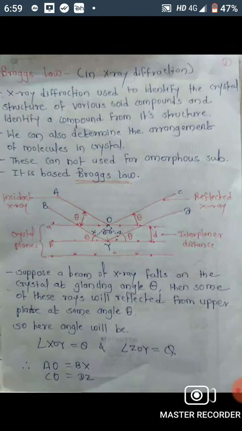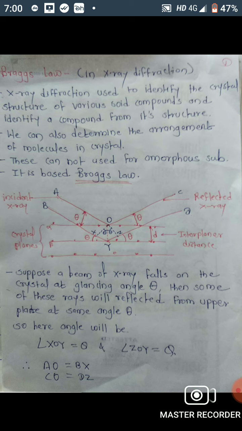Hello student, today we see Bragg's law, which is very important in XRD, that is X-ray diffraction. X-ray diffraction is used to identify the crystal structure of various solid compounds and identify a compound from its structure. We can also determine the arrangement of molecules in a crystal, and this cannot be used for amorphous substances. It is based on Bragg's law.